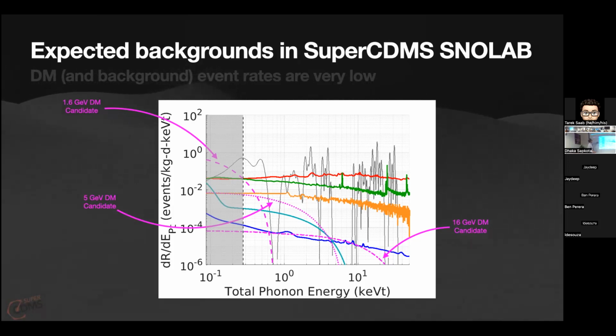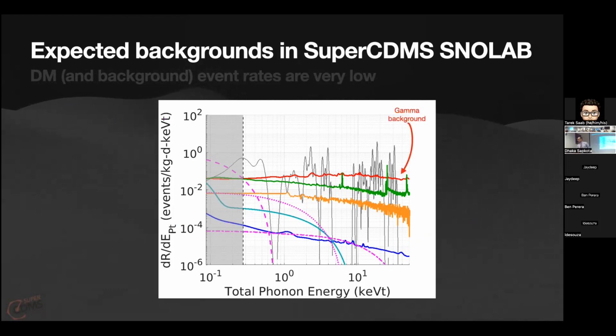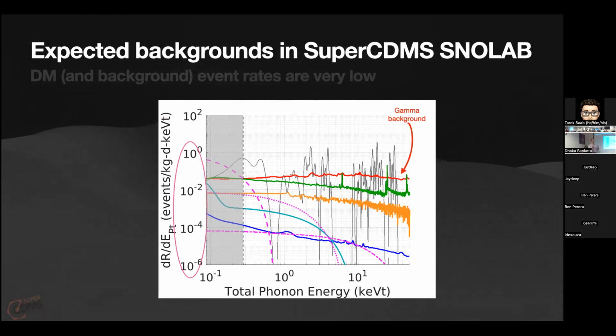So the y-axis tells you the rate of events that you'll see. Like this number here is 1 event per kilogram per day of detector. And detectors are on the order of 0.5 kilogram or so. So in other words, the rate of interaction is a couple orders of magnitude below. You might see a handful of dark matter particles per kilogram per year of operation, whereas backgrounds occur at a much, much higher rate.